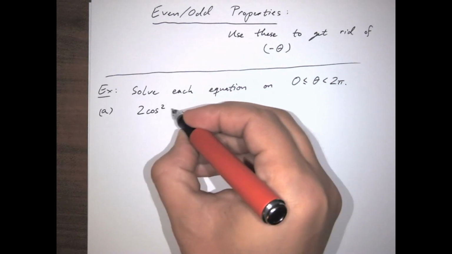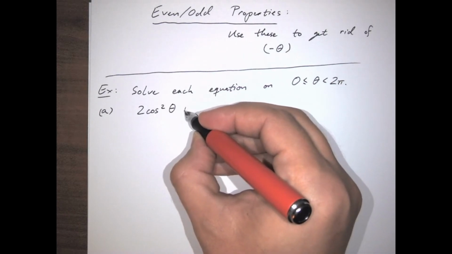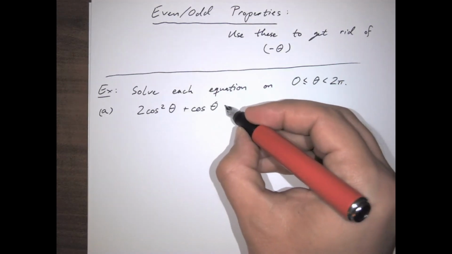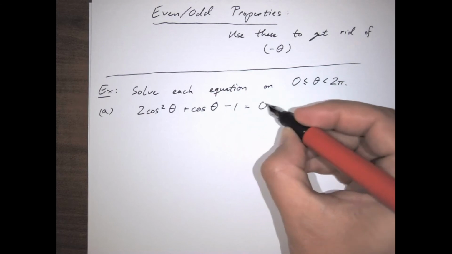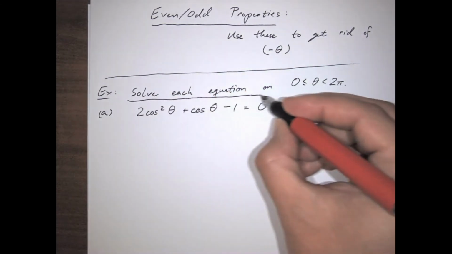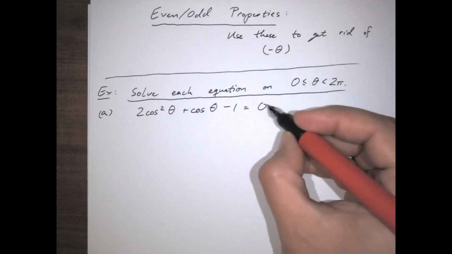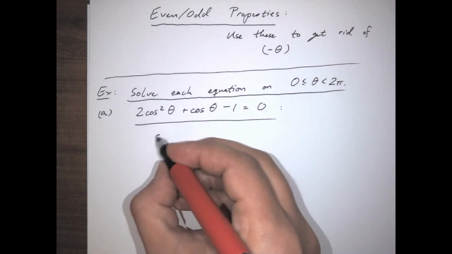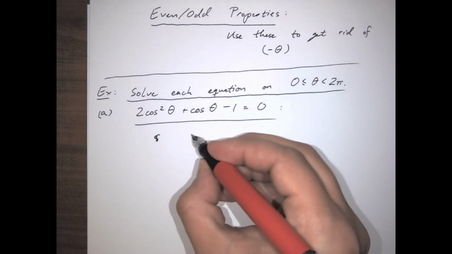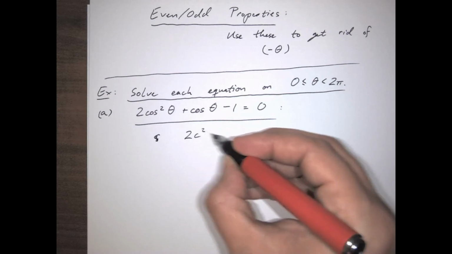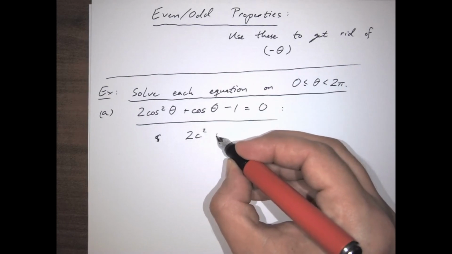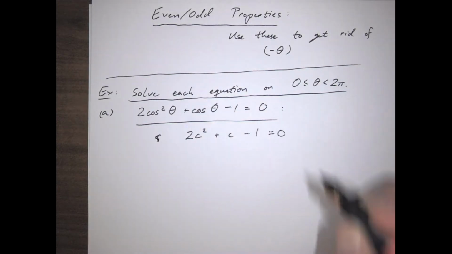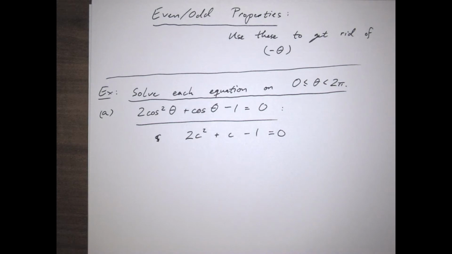So 2 cosine squared theta plus cosine theta minus 1 equals 0. So let's just start with this one. First off, if we want this to resemble classic algebra, we can just rewrite it looking more like variables. So 2c squared plus c minus 1 equals 0. So now we would just ask ourselves, what do we have to do to solve this?